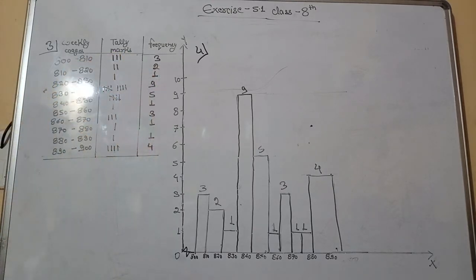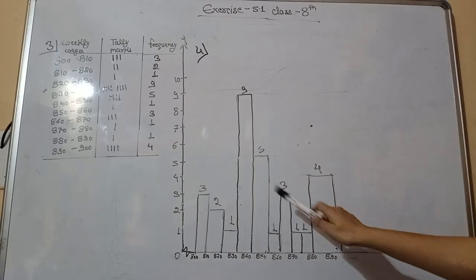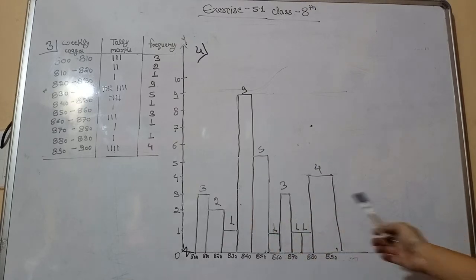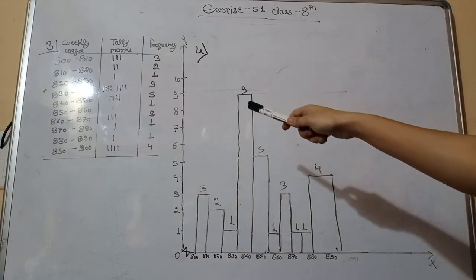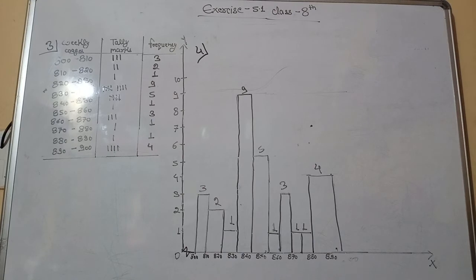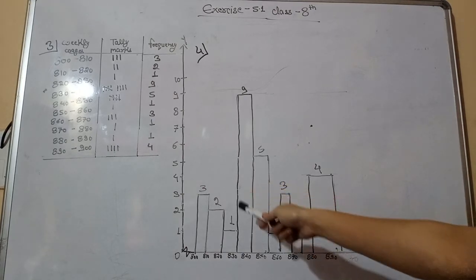Now here we have to draw a histogram also. Whenever we have a class interval, we can make a histogram. So this is our histogram. I have told you the difference, that there is no gap between bars. So here you can see all bars are attached to each other, they are not in gap. How many workers work between 800 to 810? There are a total of 3 workers. So here it is 3.